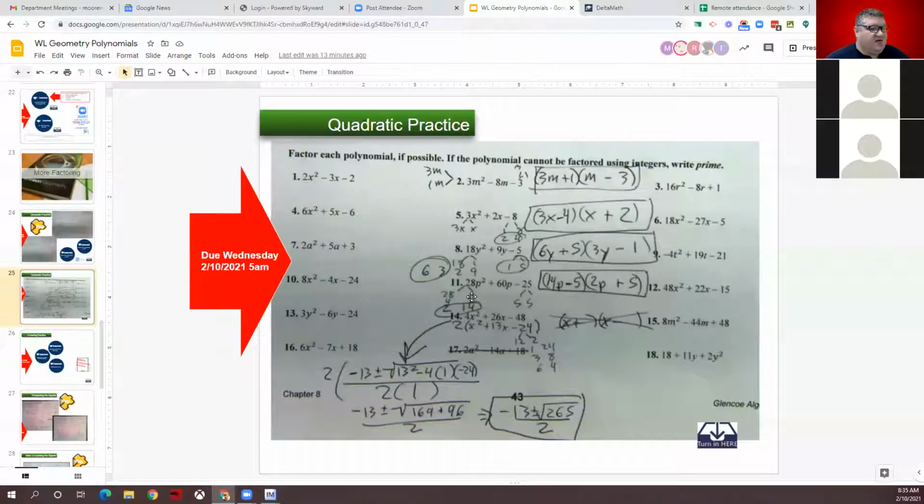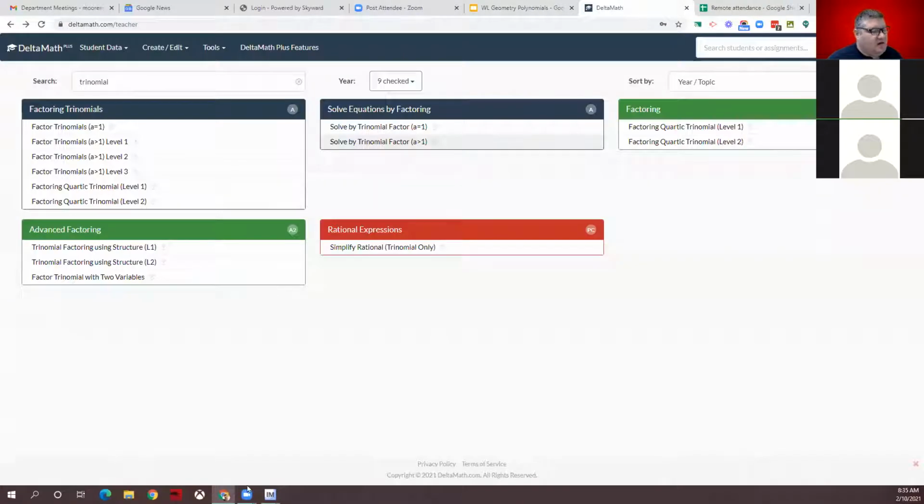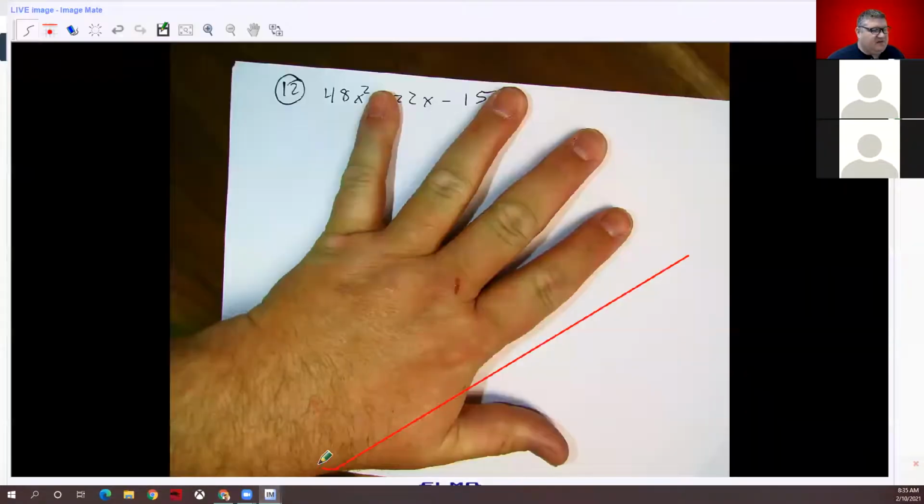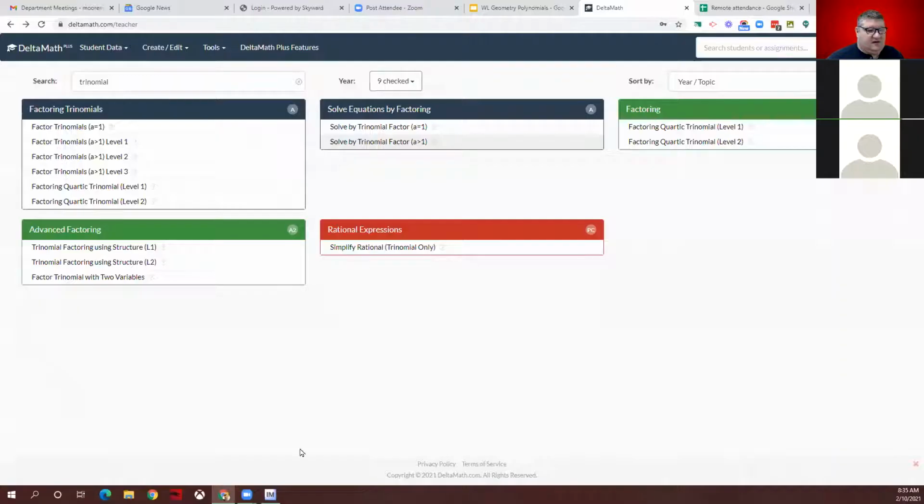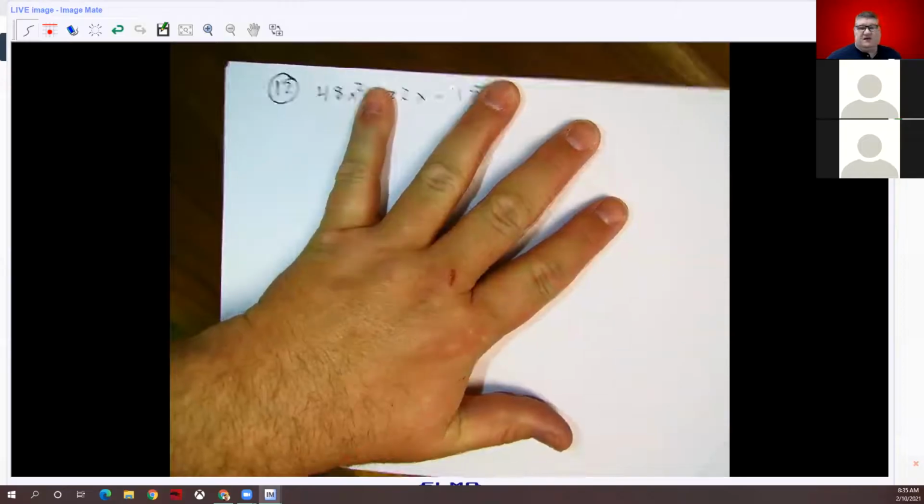what if I go back over here and I choose a problem like number 12? Let's look at a problem like number 12. That's where I have 48x squared plus 22x minus 15. Now, can everybody see my hand? Yes, okay. Close. All right, there we go.